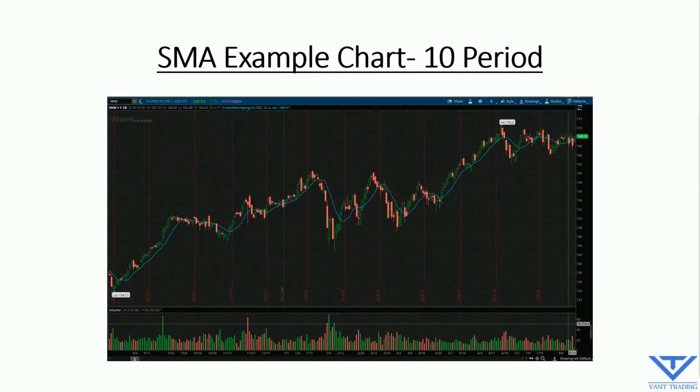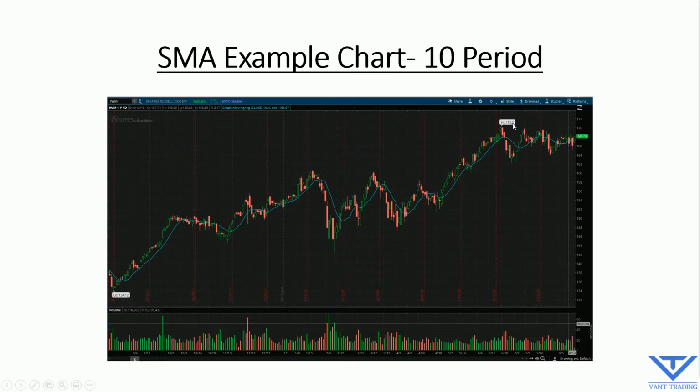Let's look at an example. Here's a 10-period simple moving average on the daily, which means every point in time right here, the moving average took the average of this day plus the last 9 days, combined them together, divided by 10, and got that point right there. And it did the same thing every day, and that's how you got it. So you can see the moving average move.